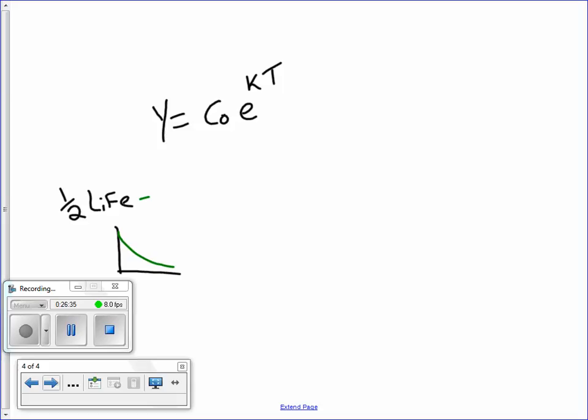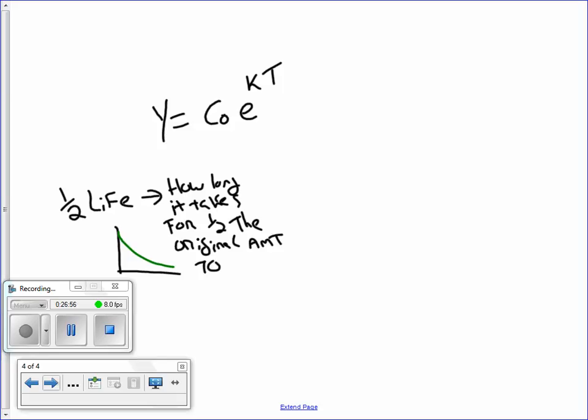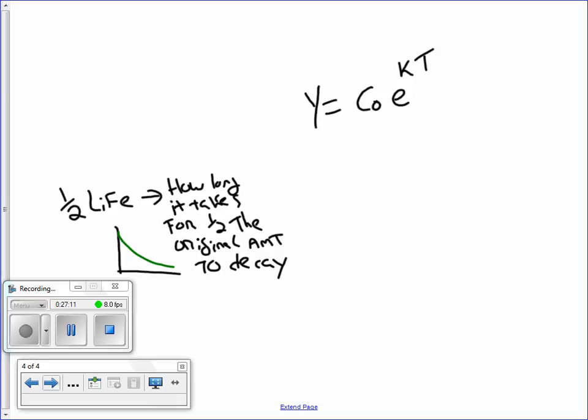Half-life is how long it takes for half the original amount to decay or metabolize or go away, however it's being removed, because the quantity is decreasing, whatever it is that we're modeling. That's a very useful measure in many disciplines, physics, medicine, and so on.